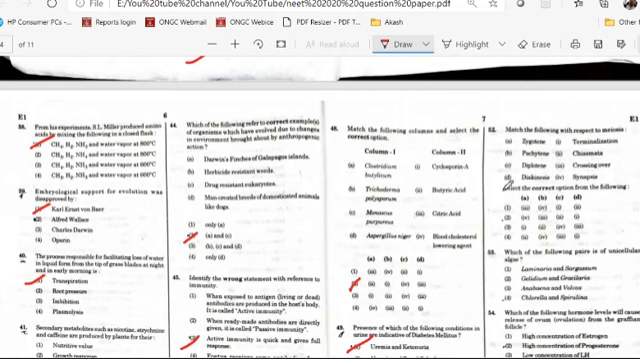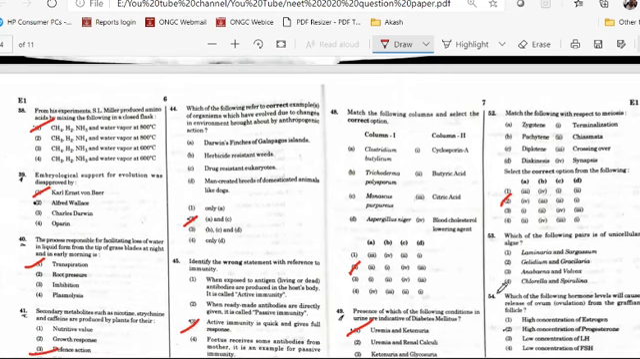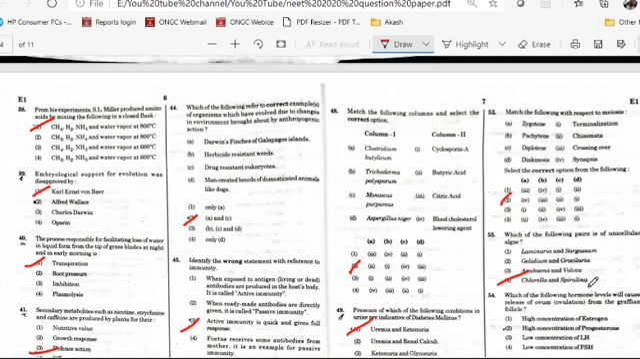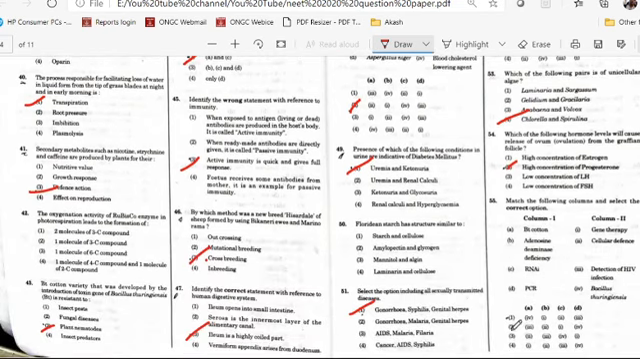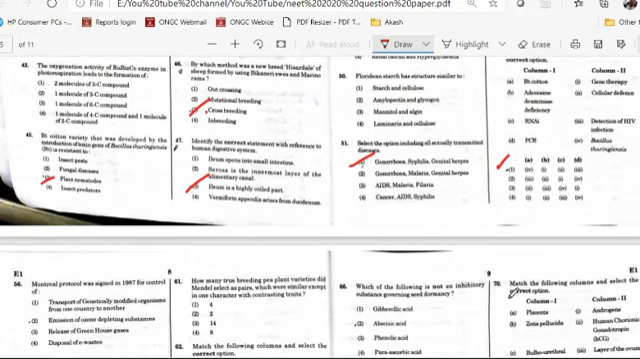In question number 52, column matching, option 2 is the answer. In question number 53, option 4 is the answer. Chlorella and spirulina is the answer. In question number 54, the answer is high concentration of the pathogen, so option 2 is the answer here. In question number 55, again column matching, the answer is option number 1.